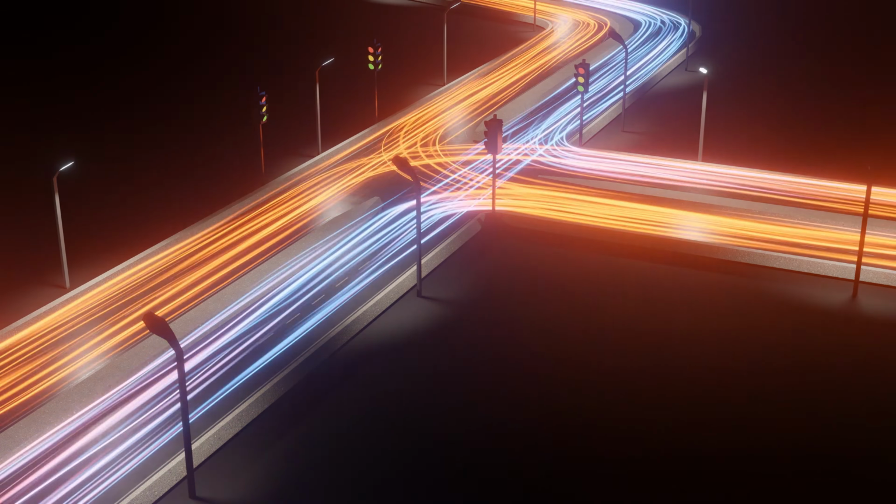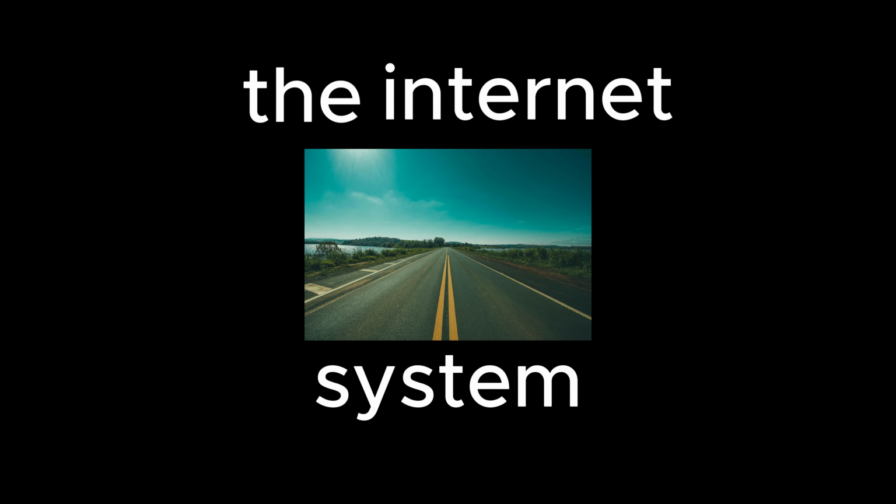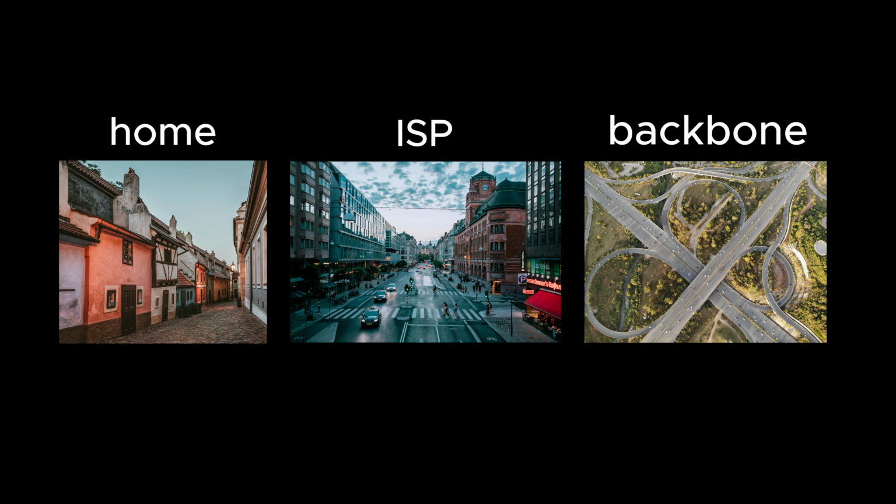Once your data leaves your Internet provider, it enters something called the Internet backbone. The backbone is the high-speed core of the global Internet. A simple way to understand it is to imagine the Internet like a road system. The connection inside your home is like a small street. Your Internet provider's network is more like the roads inside a city. But the backbone of the Internet is like the major international highways that connect entire countries and continents together. These backbone networks carry enormous amounts of Internet traffic, moving data across the world every single second.